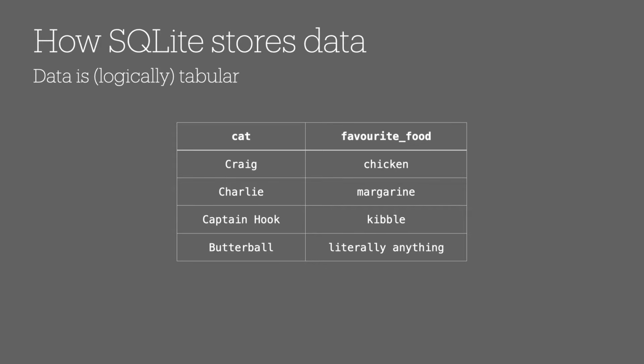So logically, the data you work with in SQLite or any relational database is tabular, right? Your data is arranged in tables with rows and columns. But that's not how it's actually stored on disk, primarily because if it was stored this way on disk, then a lot of common operations would turn out to be quite awkward and expensive to do. So an example might be if you need to insert a row near the start of a table.